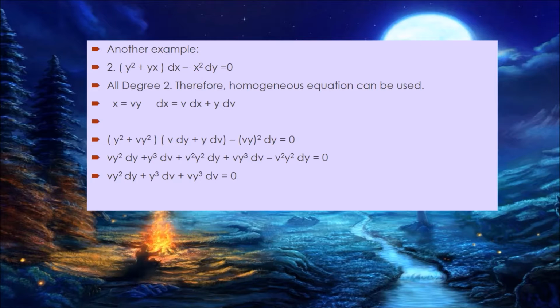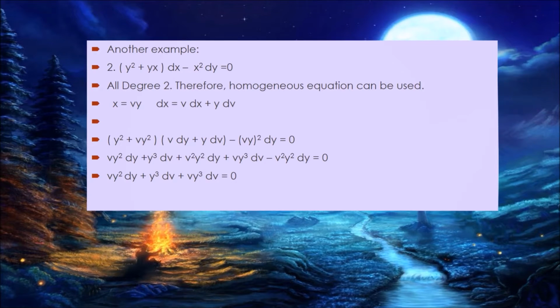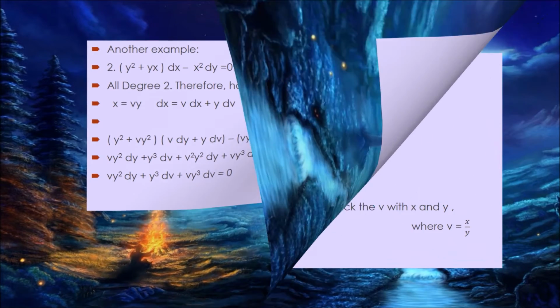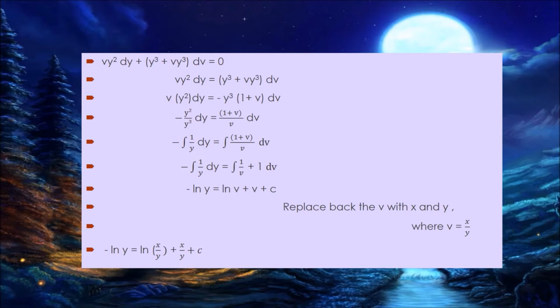Substitute that into the equation. We get (y squared plus vy squared) multiplied by (v dy plus y dv) minus (vy squared) dy equals 0. Expanded, we get vy squared dy plus y to the power of 3 dv plus v squared y squared dy plus vy to the power of 3 dv minus v squared y squared dy equals 0. Adding and subtracting, we get vy squared dy plus y to the power of 3 dv plus vy to the power of 3 dv equals 0.